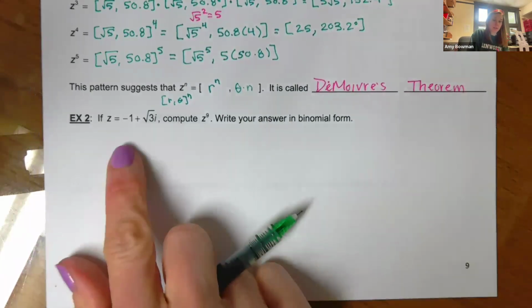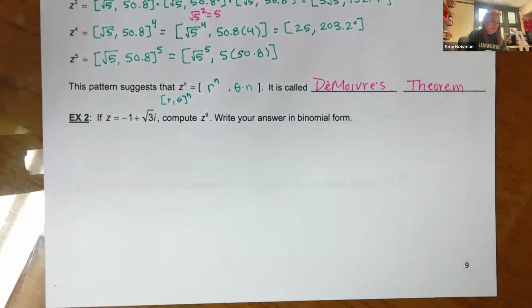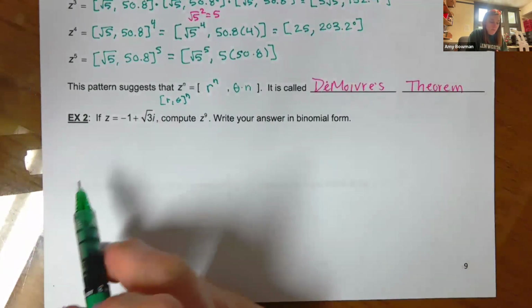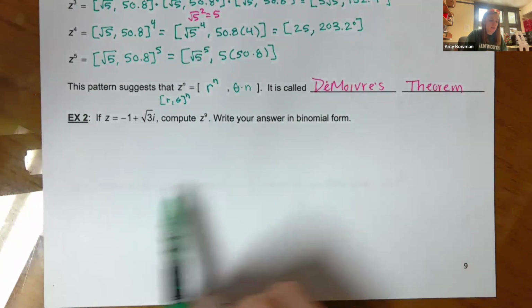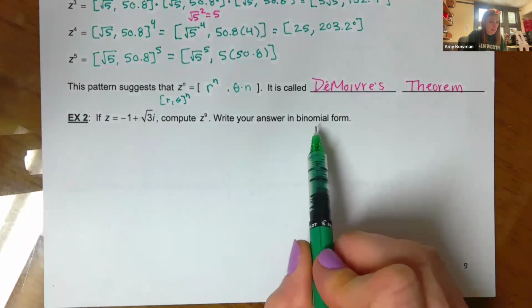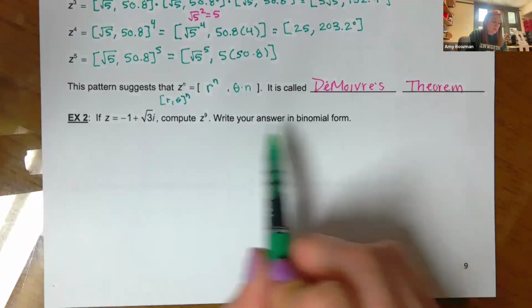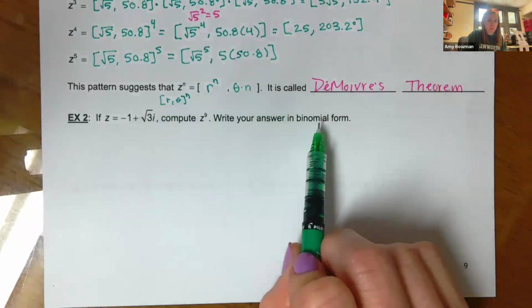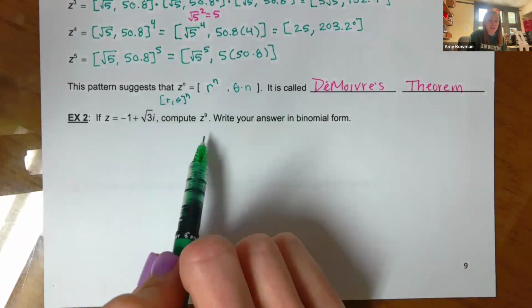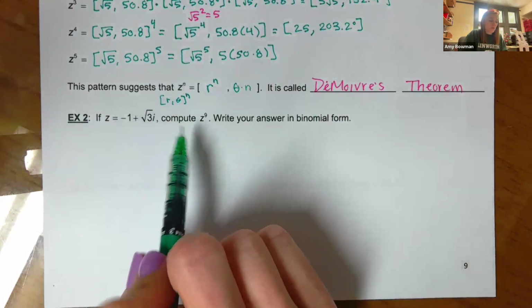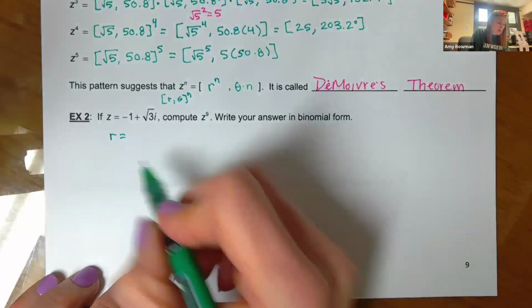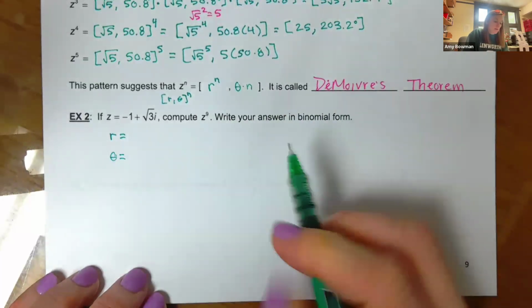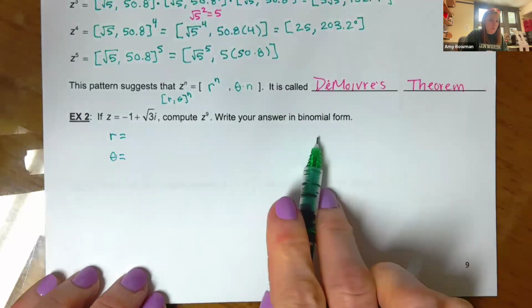If we look at this one right here, we've got z given to us in binomial form. We want to compute the ninth power of z and express that in binomial form. So we start in binomial form, we end in binomial form, but to actually find z to the ninth, we need to convert to polar. So we will find r and find theta, apply de Moivre's theorem, and then convert back.